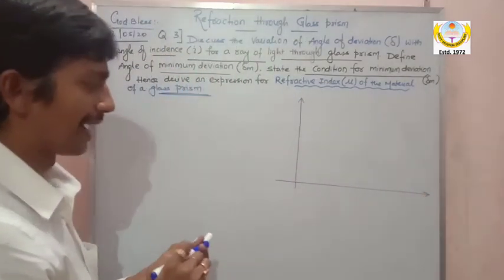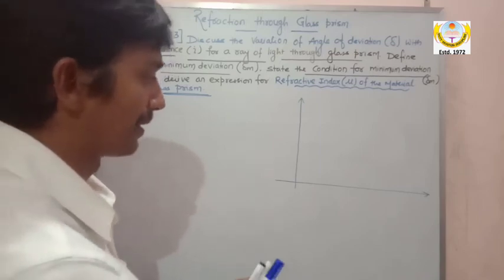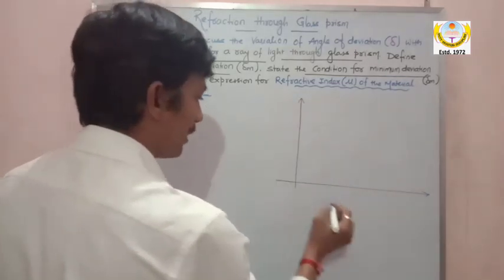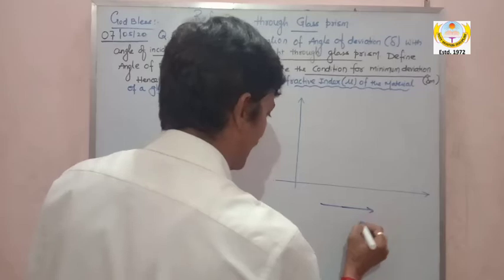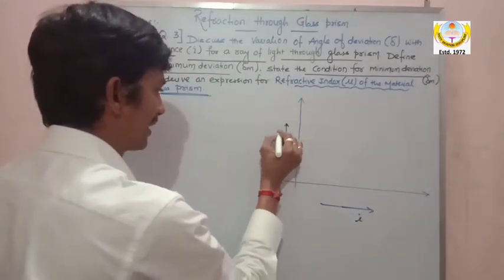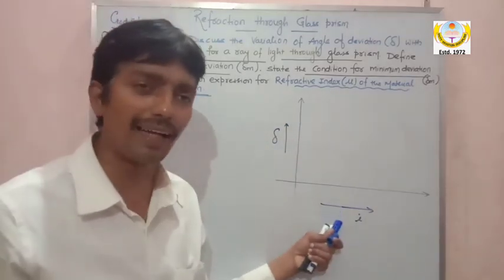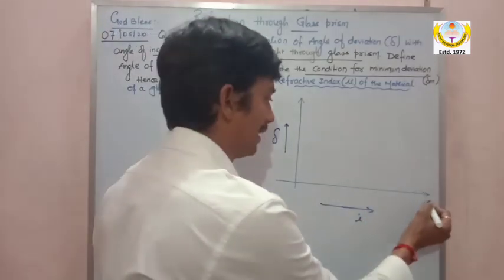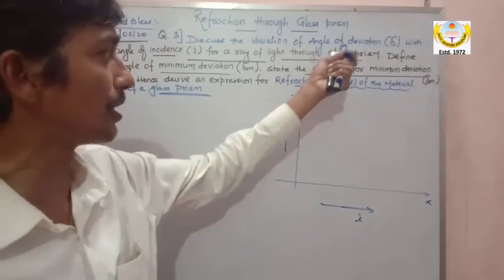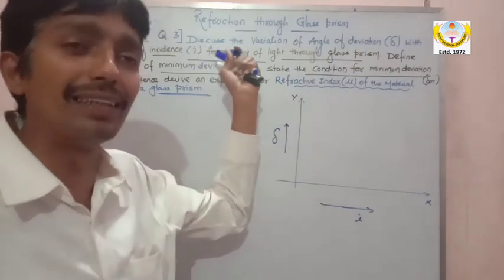So I have taken the graph, and in this graph, my dear, there are the two axes. You all know this is y and this is x. On the x-axis we have taken angle I, and on the y-axis it is delta. Now you must be thinking why I have plotted I on the x-axis and delta on the y-axis. My dear, if you give a little logic to the question, angle of deviation varies with angle of incidence.